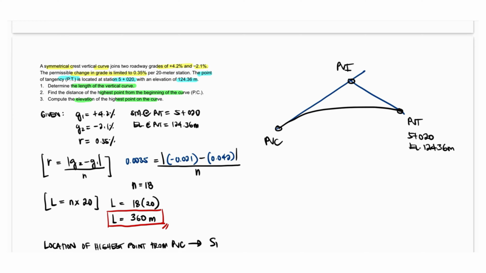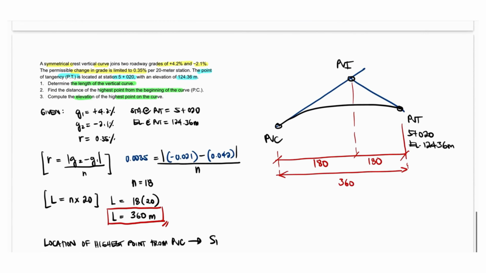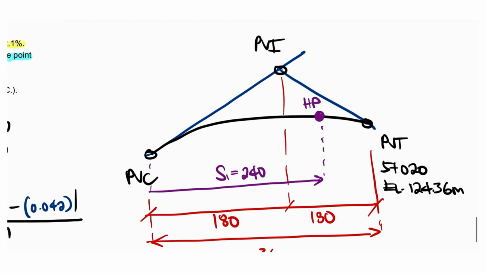Next requirement of the problem is to compute the elevation of the highest point on the curve. To do this, let's first illustrate the parabolic curve for better visualization of creating your formula. Include in the illustration the given stationing at PVT, which is 5 plus 020, and its elevation of 124.36 meters. Also, we may include the length of the curve from the computed value, which is 360 meters. Since the parabolic curve is given as symmetrical, we may also show the same value of left and right side length, which is 180 meters.